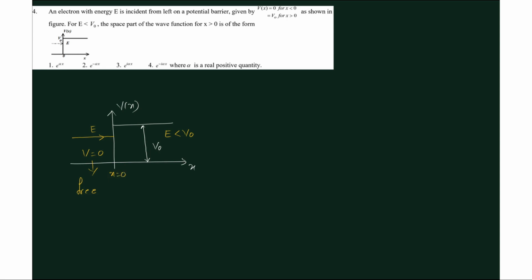He's asking for the space part of the wave function for x greater than 0. So this is the x greater than 0 region. If you consider the x greater than 0 region, the condition is energy is less than V naught. That's why the solution psi is exponential. But this is the right side, so as x tends to plus infinity, we know the valid wave function is a decay function, A e raised to minus kx. This will be the form. So the answer is 2.